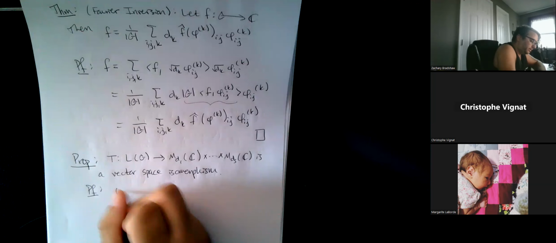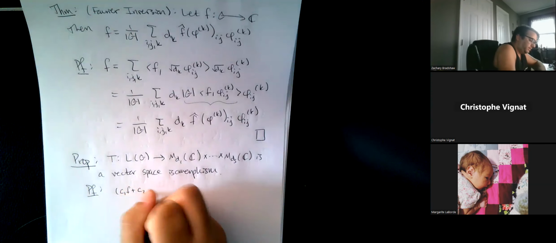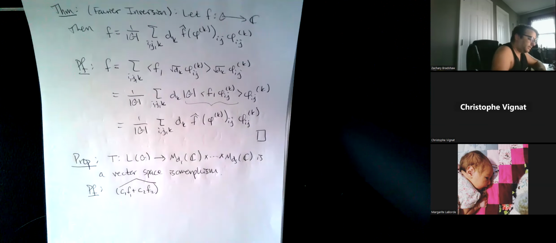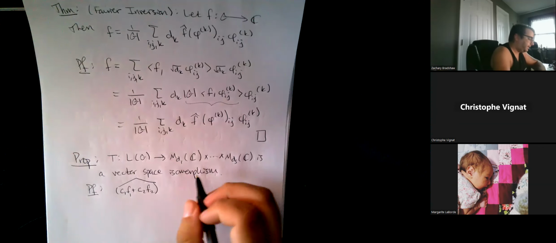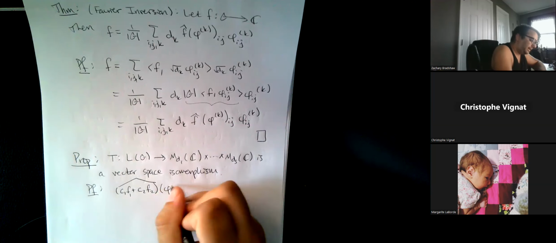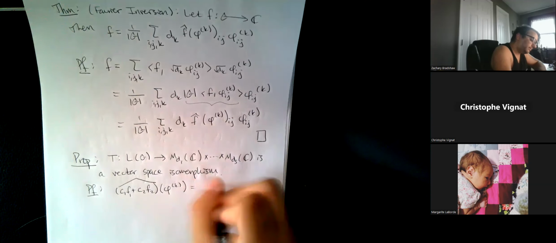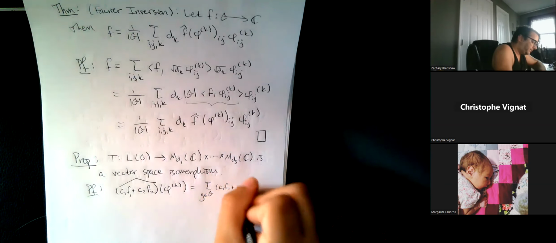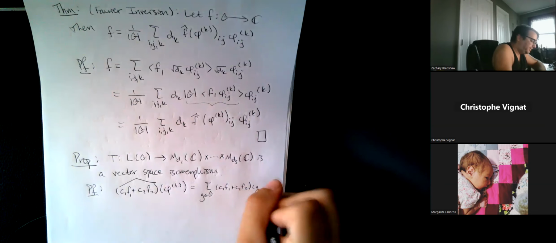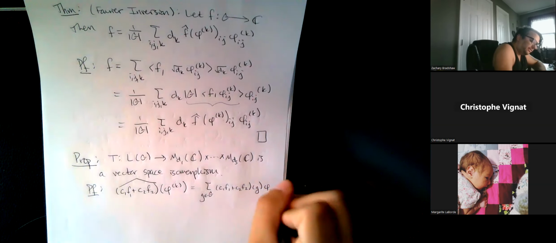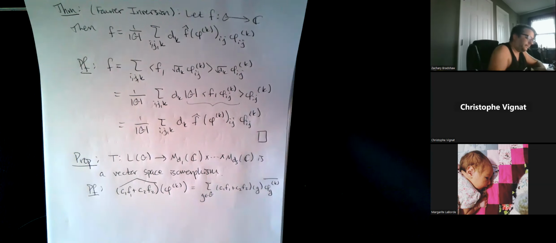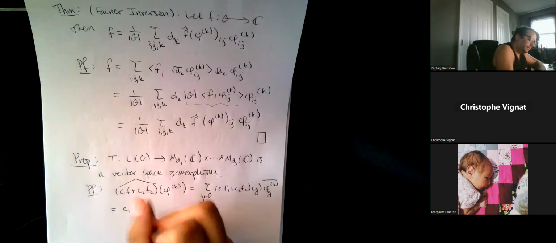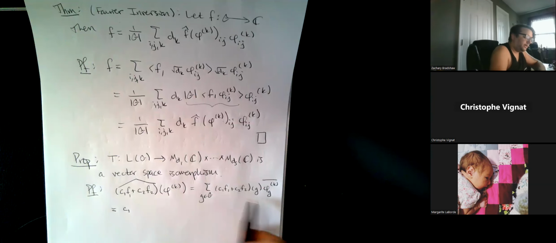Here's the proof. If we take a linear combination of elements of the group algebra, and we take the Fourier transform at phi k, this is equal to the sum over g in G of (c1 f1 plus c2 f2) evaluated at g times phi g k bar. This is the definition of the Fourier transform.